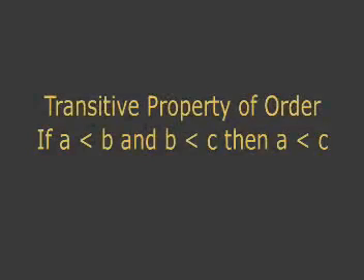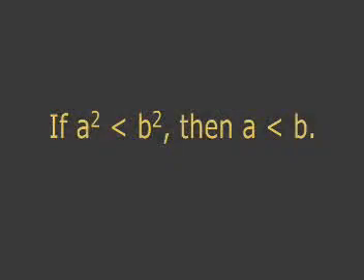According to the transitive property of order, for any three real numbers, A, B, and C, if A is less than B and B is less than C, then A is less than C. A third property is derived from the trichotomy and transitive properties. For any two non-negative real numbers, A and B, if A squared is less than B squared, then A is less than B.